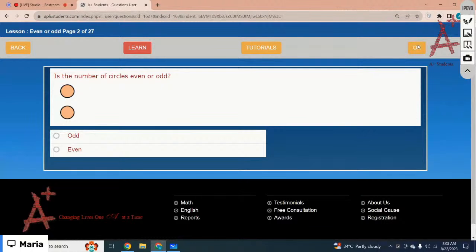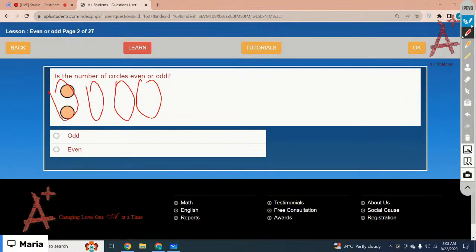Is the number of circles even or odd? So just make a pair of the circles. Yes, they can be matched in the form of pair, right? That means there are two circles and 2 is an even number, right? That means they are even in number. The correct option is even.